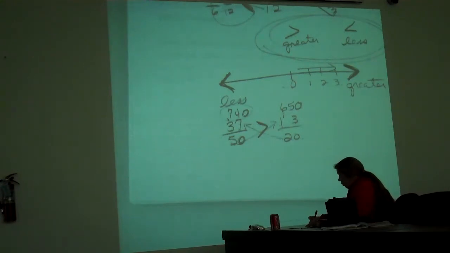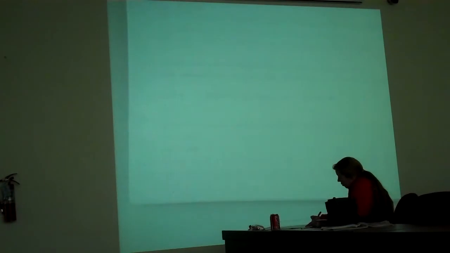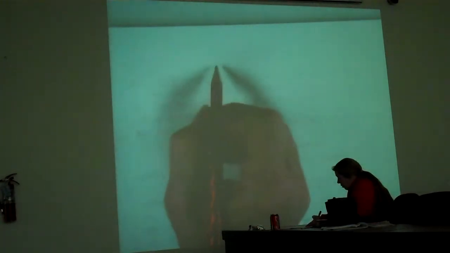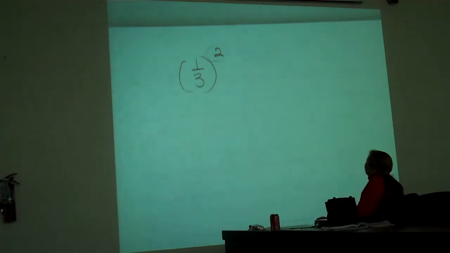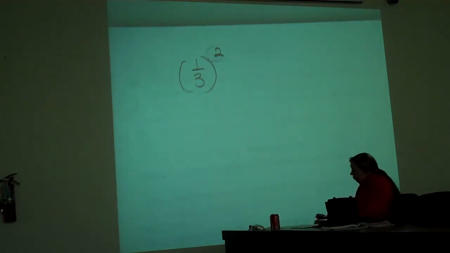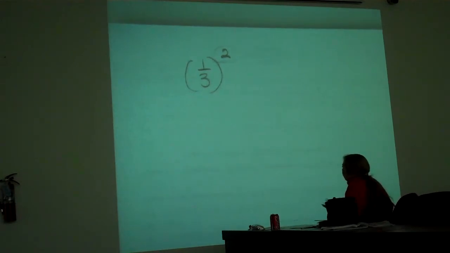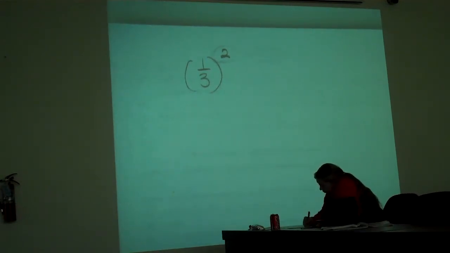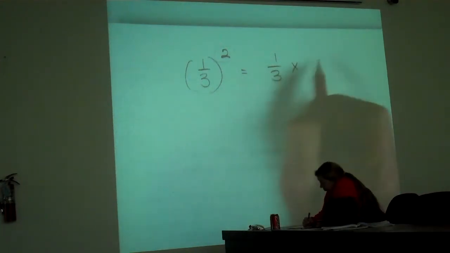Okay, now we're going to go to squaring a number. If you have a fraction or any number that has a 2 up here, it's being squared. What does that mean? It means it's multiplied times itself. So this means 1/3 is multiplied times 1/3.